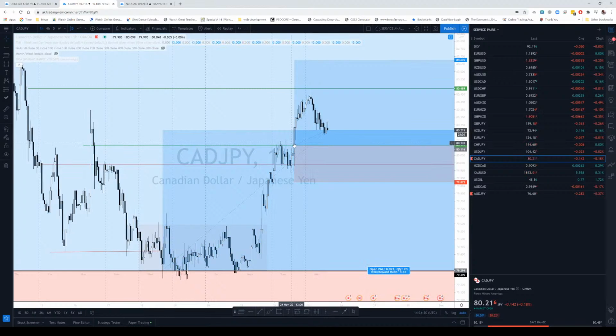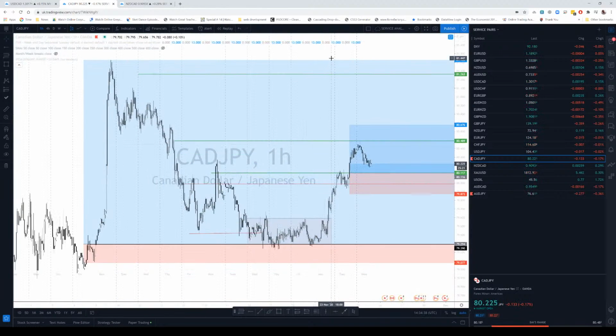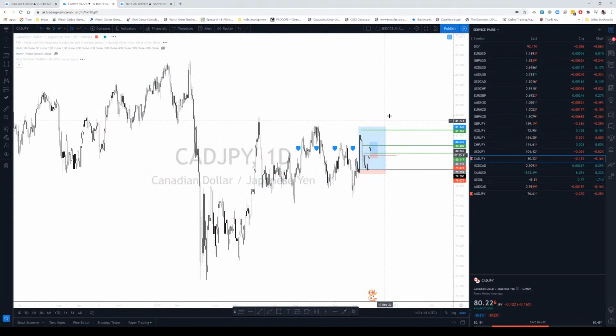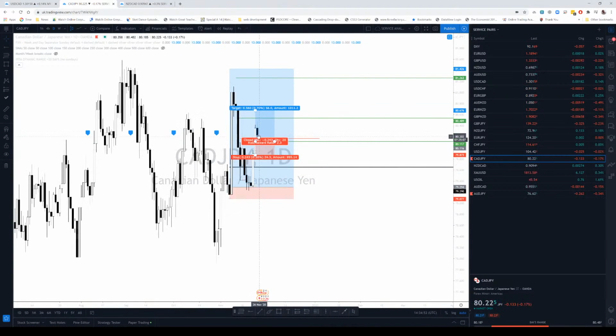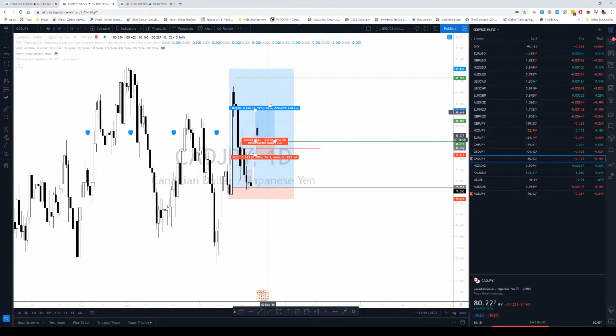CAD yen, I'm looking for price to give us something in here. So that's what I'm expecting price to drop to, and then we look for a continuation to the upside. So CAD yen, wait for that pullback into that gap. I think it might reaccumulate this today, or quote unquote a down candle today, and then tomorrow it resumes going back up again.